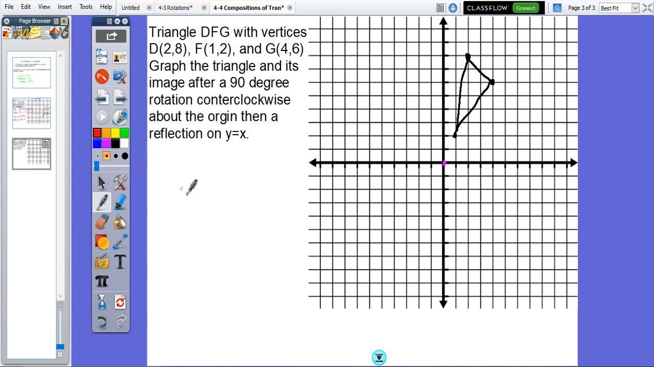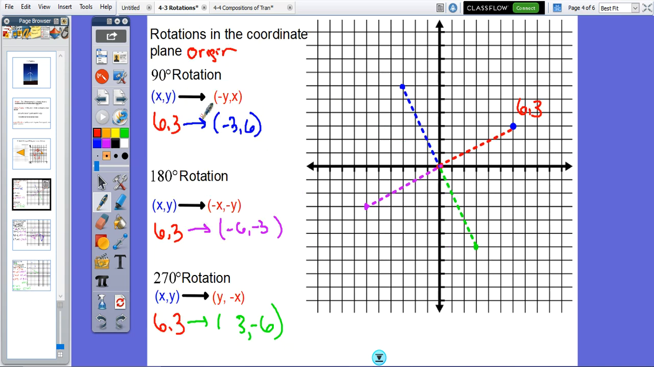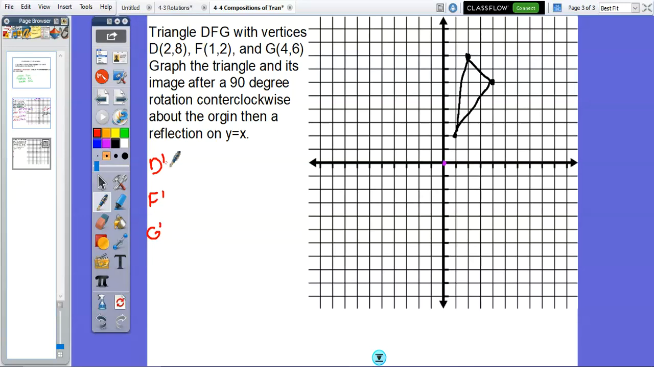We're going to do our first transformation, so we're going to be getting our D prime, our F prime, and our G prime. Now, if you remember, for a 90-degree rotation, I don't, so I'm going to look back real quick. For 90-degree rotations, we flip them and then negate the first one. So we take our original one, 2, 8, flip them, and negate the first one. So now we'll be at -8, comma 2. I like that. F, we're going to flip it. It'll be -2, comma 1. And then G, we flip that. We'll be at -6, comma 4. Okay, that's our first rotation.